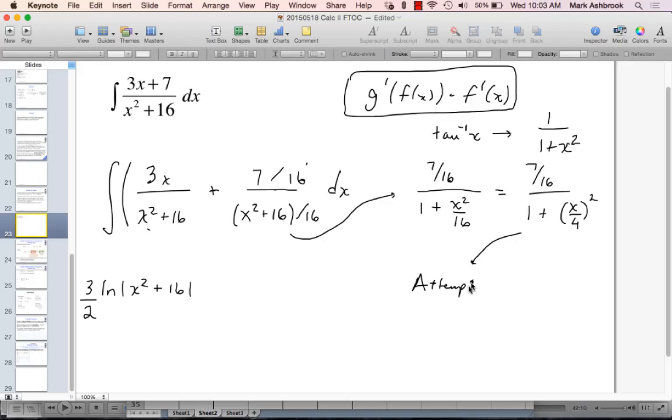So our attempt at the antiderivative would be? What would you say now for the antiderivative of that? Well, 7/16 times inverse tangent of x over 4. So that could be our first attempt. If we were to take the derivative for our check, would we get exactly what we started with? Not quite, right? Why?